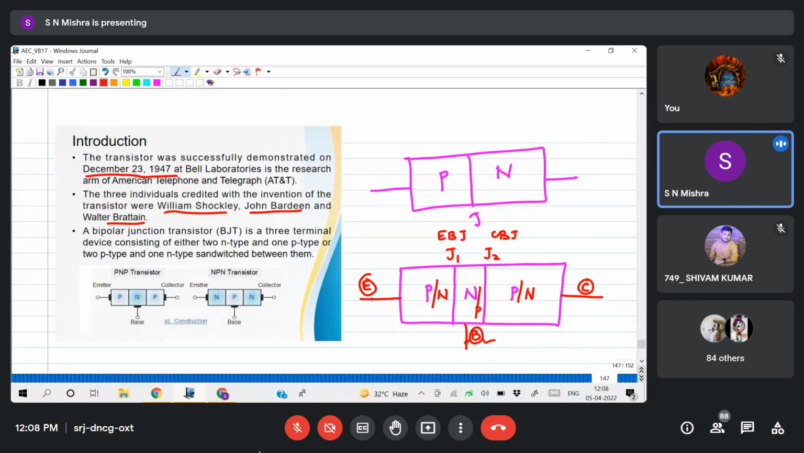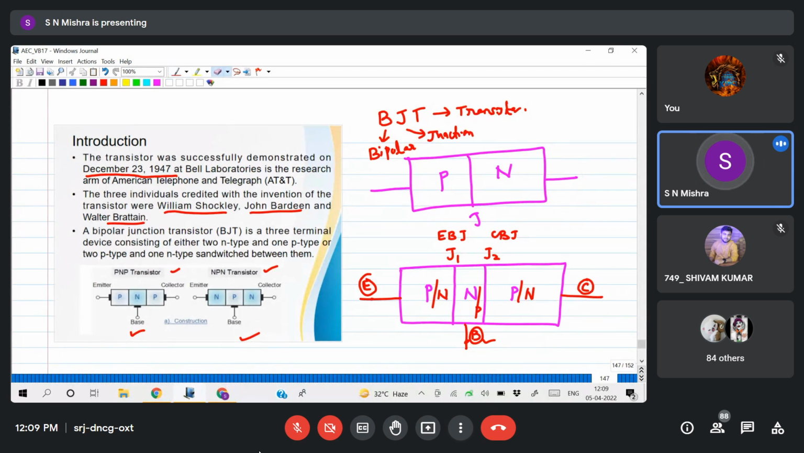Now generally this is called a BJT. B stands for bipolar, J stands for junction, T stands for transistor. So these PNP, NPN transistors are called BJT, bipolar junction transistor, right? The structure is shown here, NPN transistor, PNP transistor. So these are the structural things.